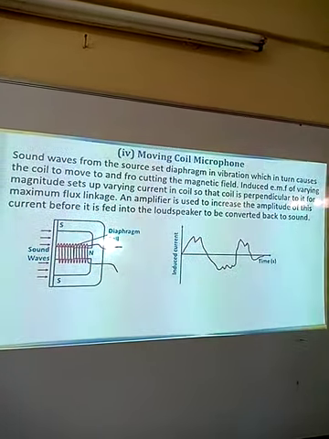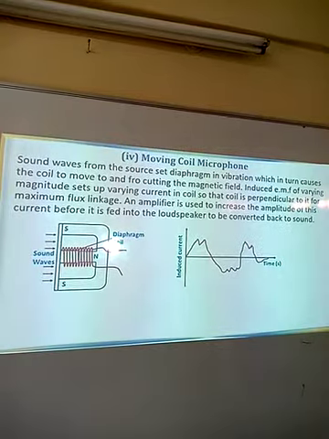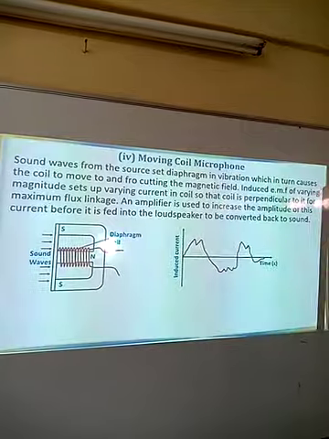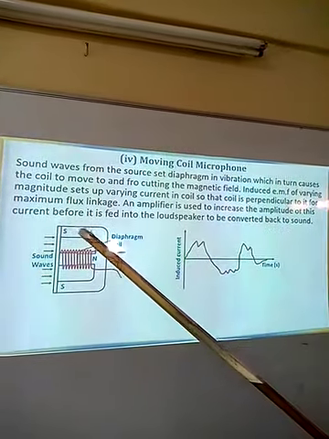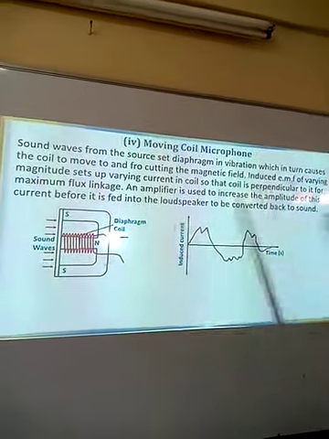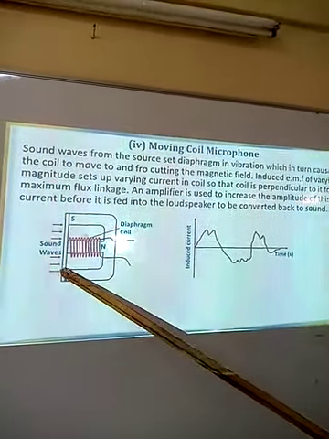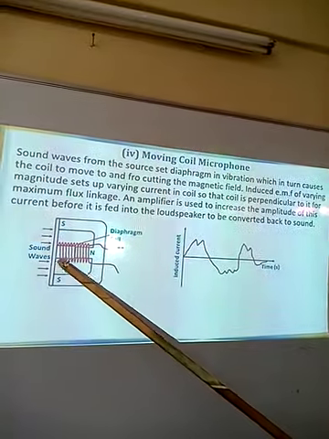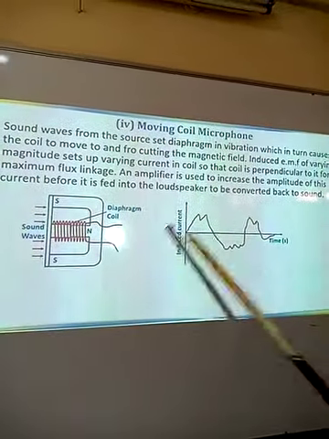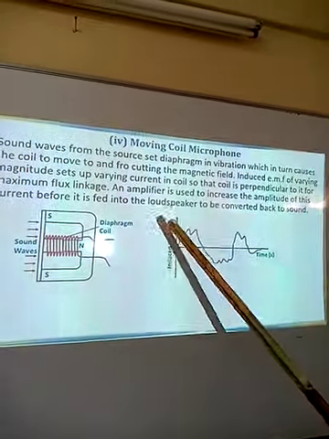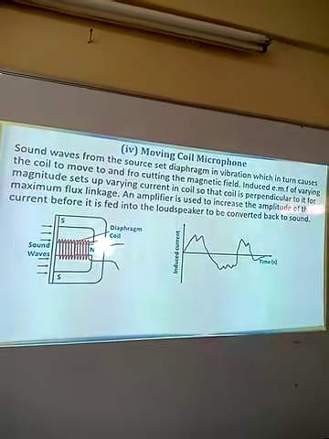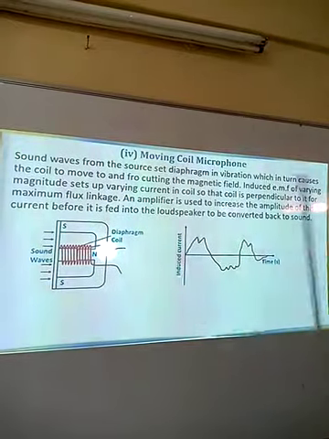Lastly, we have what we call the moving coil microphone, which is an application of the electromagnetic induction. As you can see, this is the diagram of part of a microphone. This is the sound wave that hits the microphone, and this causes to and fro motion within the magnet, and the motion of the coil cuts through the magnetic fields, and in the process, current is being induced in the coil, which moves to the speaker.